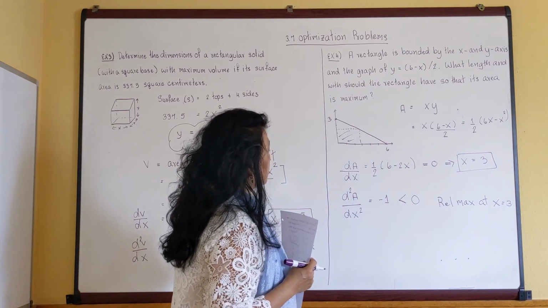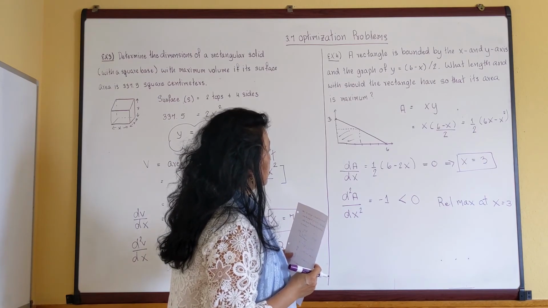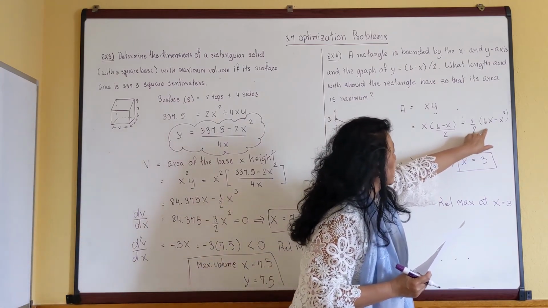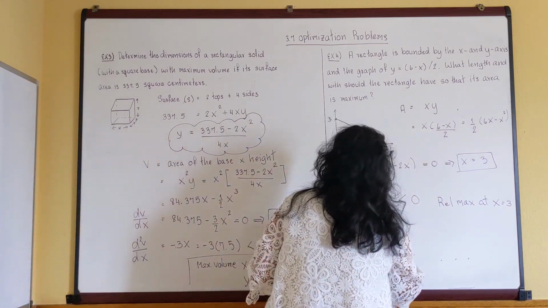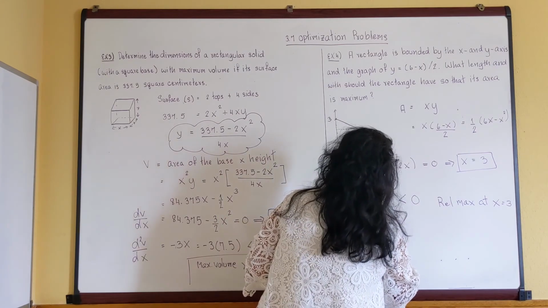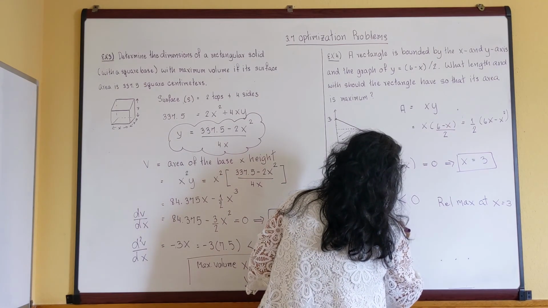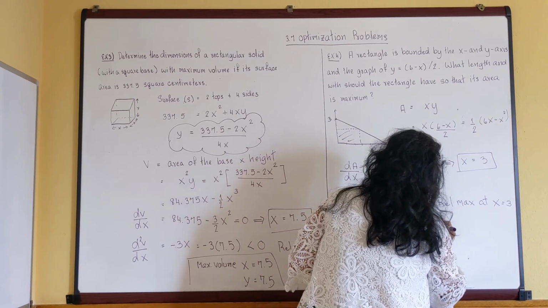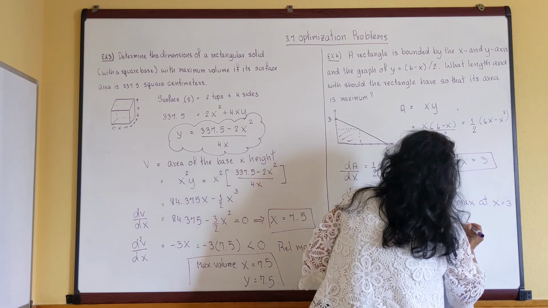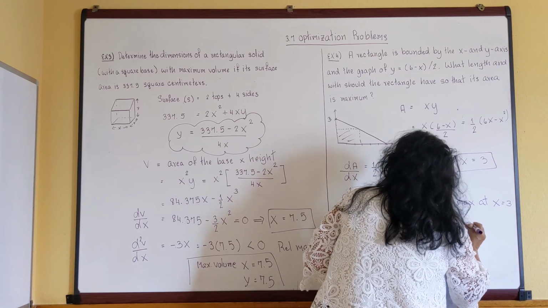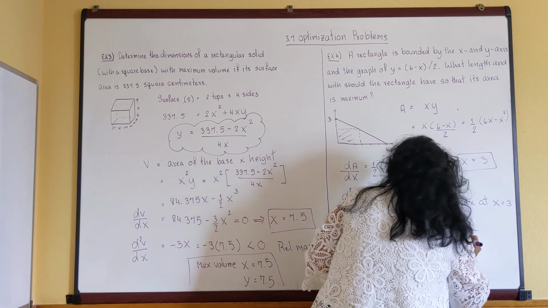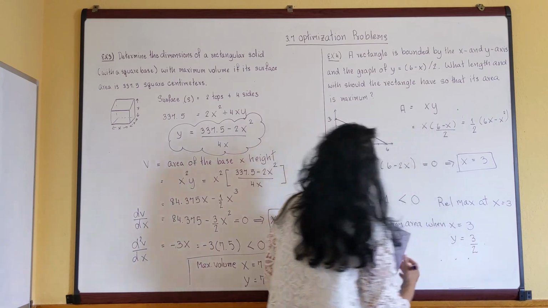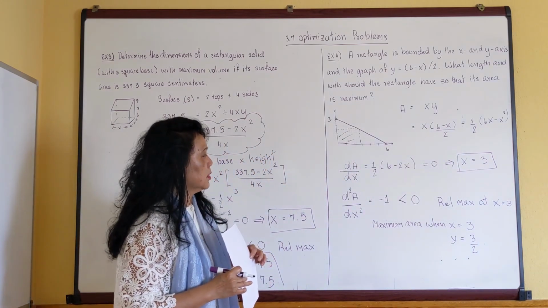We can substitute 3 in the function right here. Okay, so the maximum area is when x equals 3, and y would be 3/2 once you substitute it in. y would be 3/2. Substitute for y.